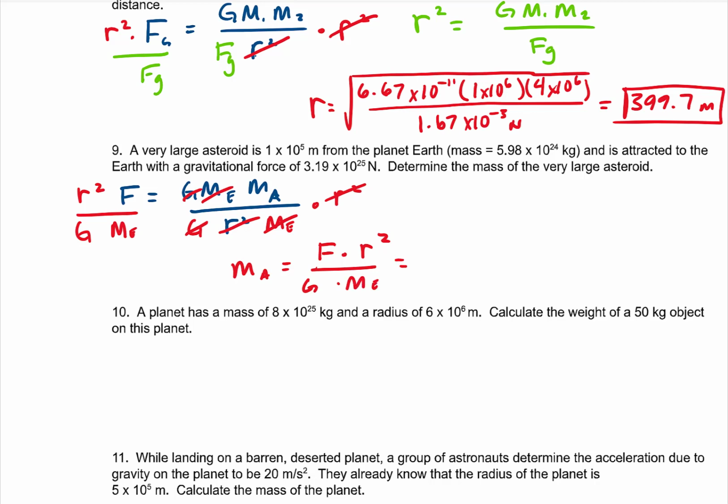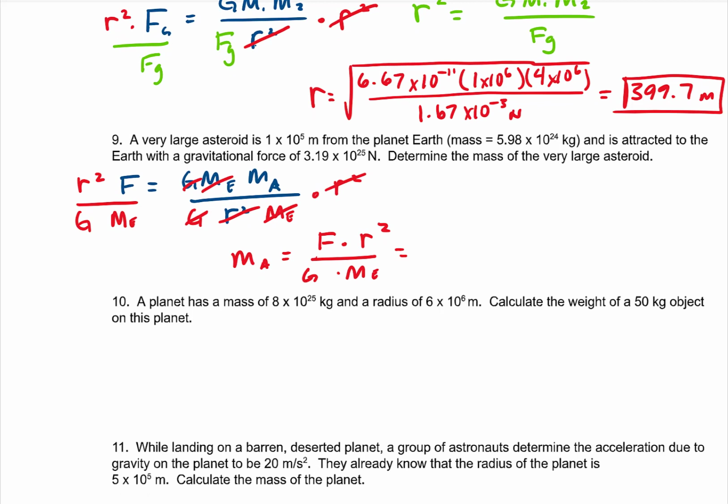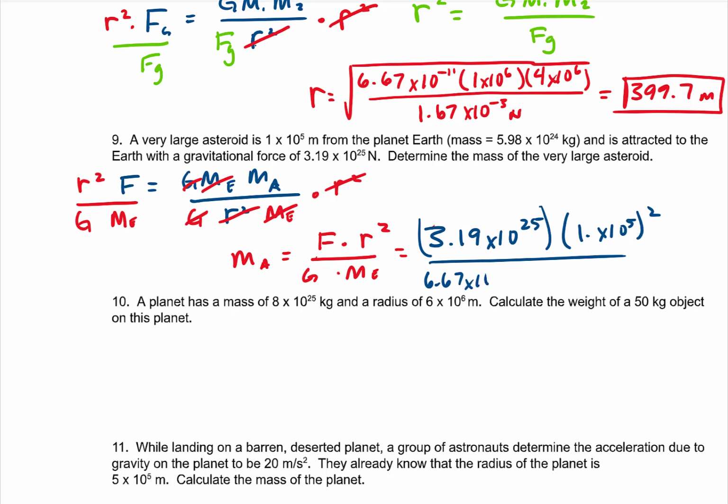So we'll put all that in. So the force, I'll do a different color, 3.19 times 10 to the 25th times the radius squared, so 1 times 10 to the 5th squared, divided by 6.67 times 10 to the negative 11th, divided by the mass of the Earth, 5.98 times 10 to the 24th.